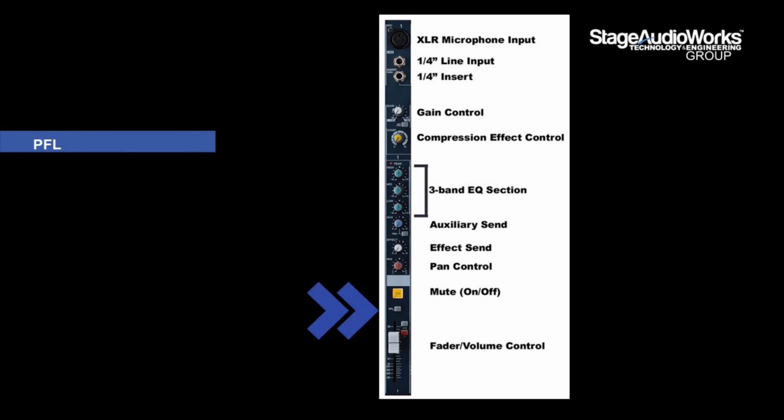PFL, which stands for pre-fade listen switch. So it sends the channel's pre-fader signal. So before you manipulate this fader, it'll send a signal to your headphone jack so that you can monitor the direct signal that you have coming into this channel. And the fader, which adjusts the channel's output level and allows you to balance the levels between the channels of your mixer.